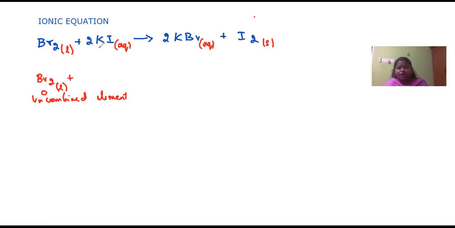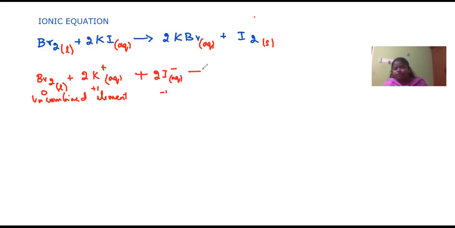That means it is present as ions, potassium ions and iodide ions, right? So over here 2K plus, because the charge of potassium is plus, that means the oxidation number is plus 1. You should know that. So K plus, and the state symbol is aqueous. Then plus 2 iodide ions, I minus, where the charge is minus 1. These charges you have to keep in mind. Only the ions you can write, that is more than enough.